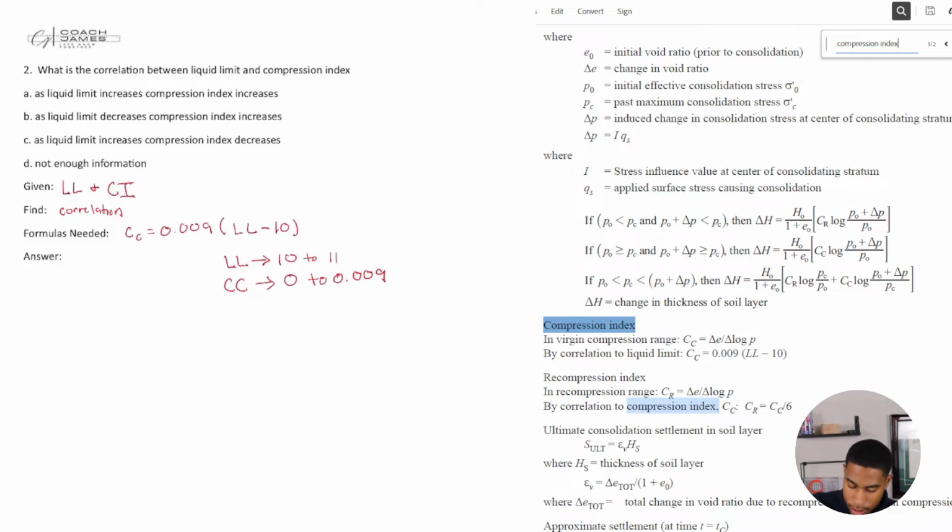So A is correct. As liquid limit decreases, will my compression index increase? No. As liquid limit increases, then my compression index decreases? No. Not enough information? No. We have it in the handbook. So the answer is A.